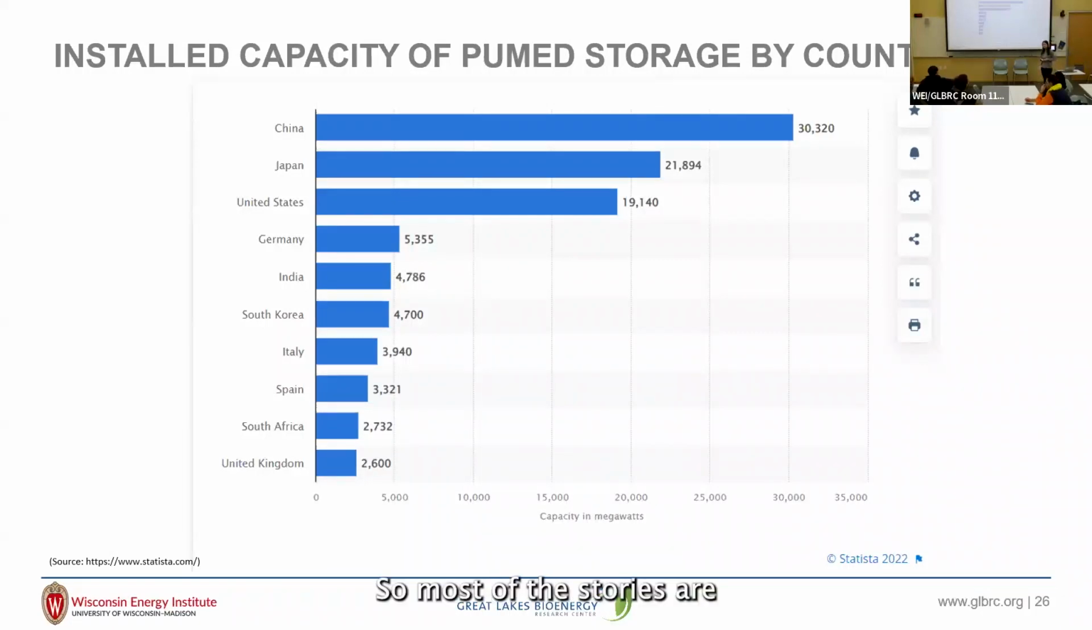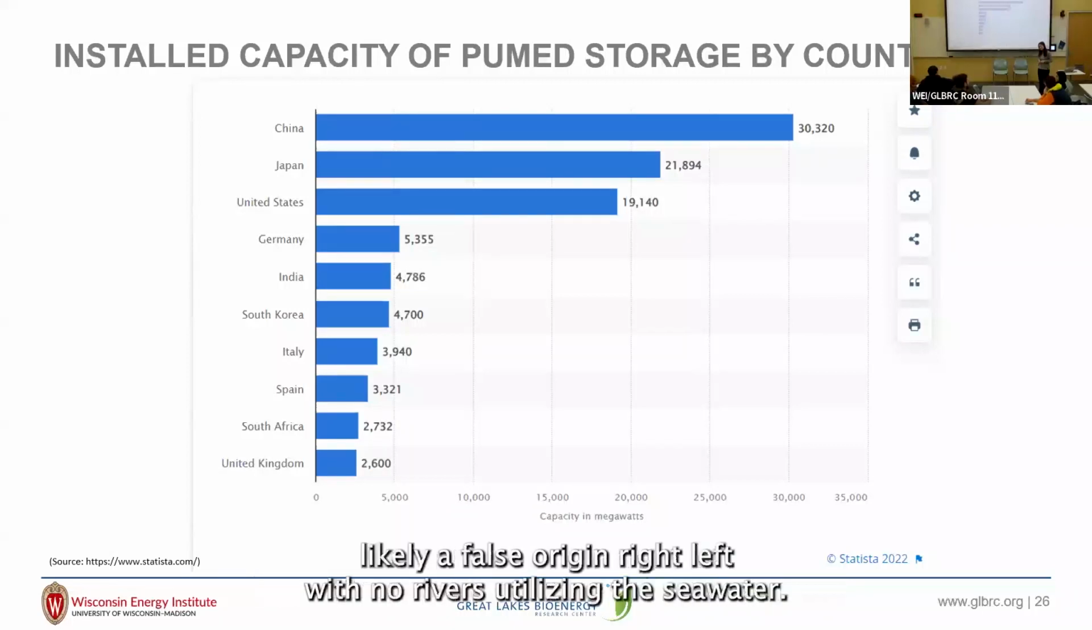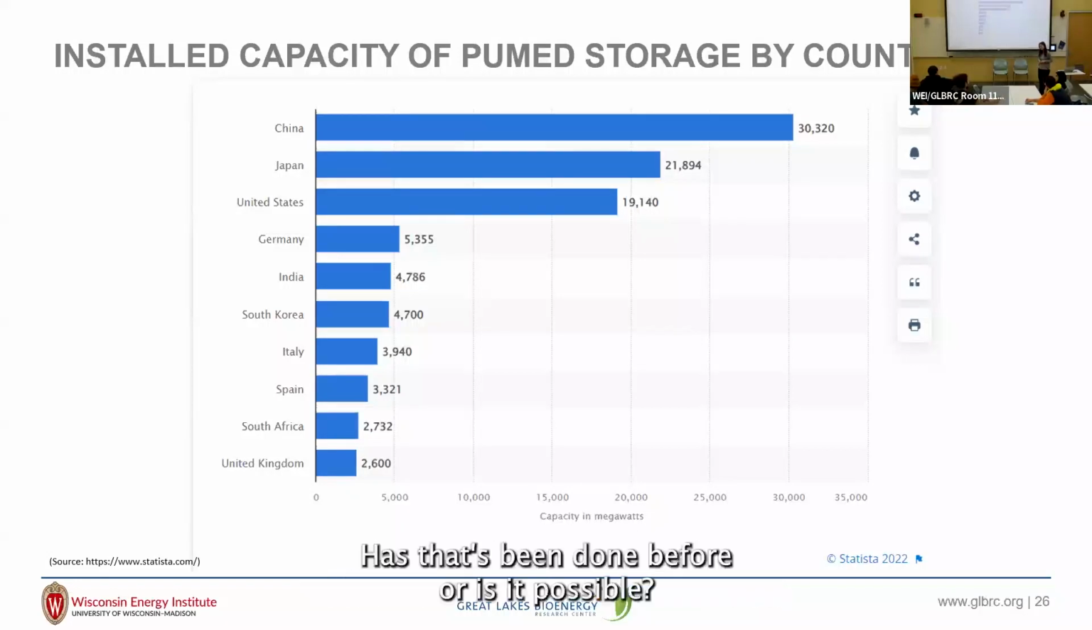Most of the pump storage or hydropower, for example, is basically on rivers or streams, water streams. What if we want to implement, most likely, a pump storage in dry land with no rivers, utilizing seawater? Has that been done before? Is it possible?